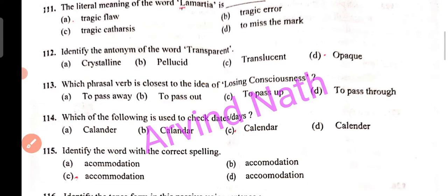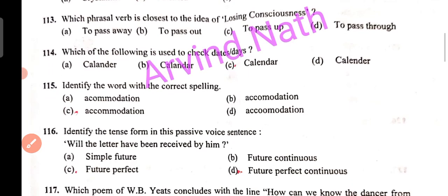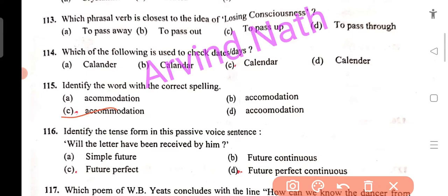Now question number 115: identify the word with the correct spelling. The correct spelling will be accommodation, option C. Now the next question: identify the tense form of the passive voice sentence. Will the letter have been received by him? Option C will be correct. It is the future perfect tense.